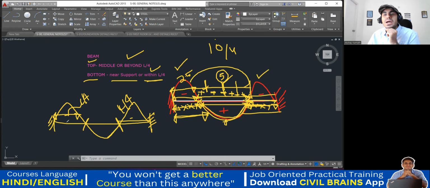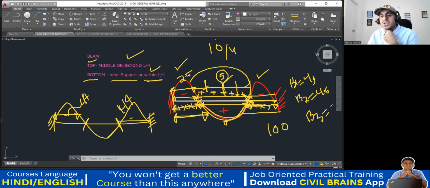But if I put a structure, let us say if there are 100 beams, do you think for all 100 beams I'll keep on saying, for beam number 1 you do up to L by 3, for beam number 2 you do up to L by 5, for beam number 3 you do up to L by 3? So it's practically not possible. So we have standardized a value. We say that is fine, for all the beams we'll take it as L by 4.